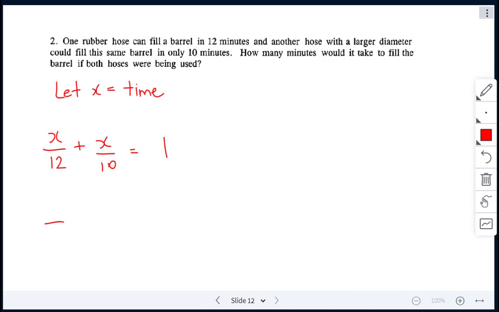Our common denominator we can use here is 60. To get from 12 to 60, we have to multiply by 5, so we have to multiply the x by 5, so that gives me 5x. And then 10 times 6 to get me the 60, so we have to multiply that x by 6, that gives me 6x.